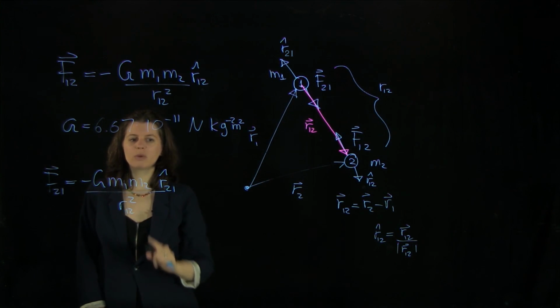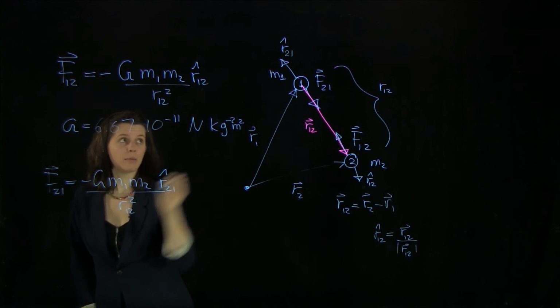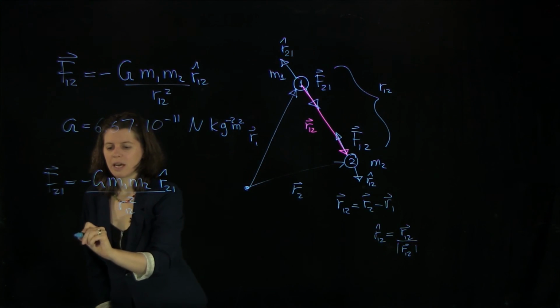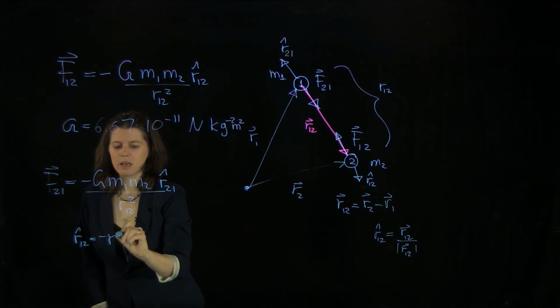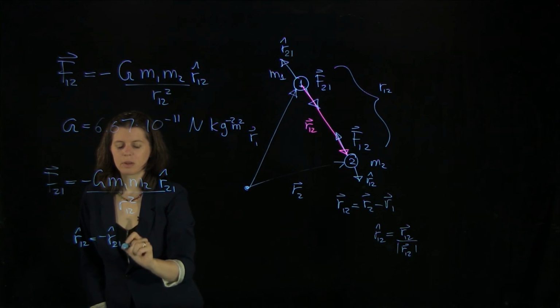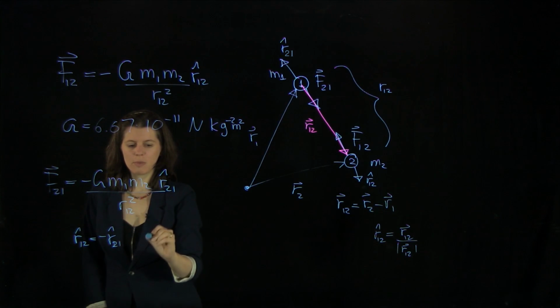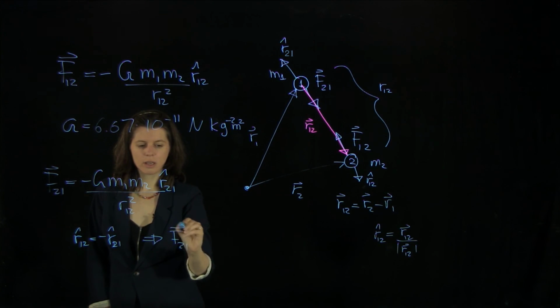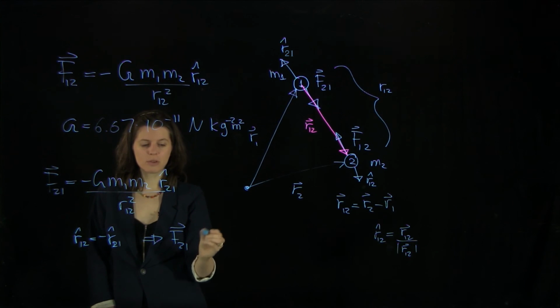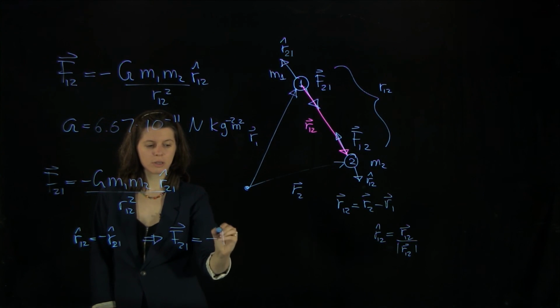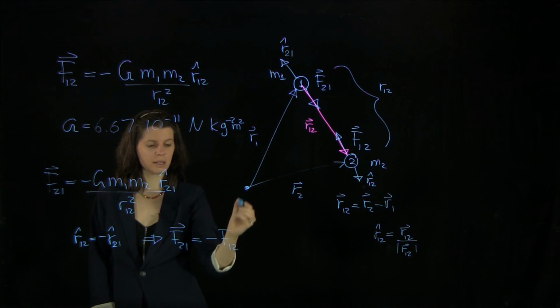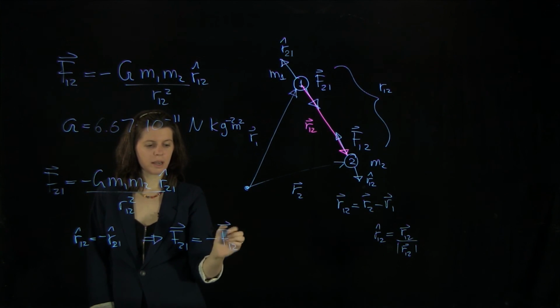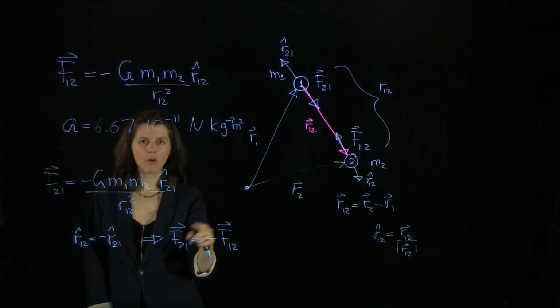So that's all good. But what we see from this, and actually from our diagram already, is that R12 equals minus R21. And so we see from this that actually Newton's third law, every action has an equal and opposite reaction, is true for this little setup here as well, because the forces are of opposite direction and of equal magnitude.